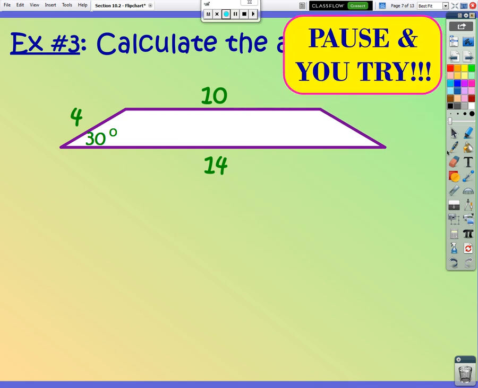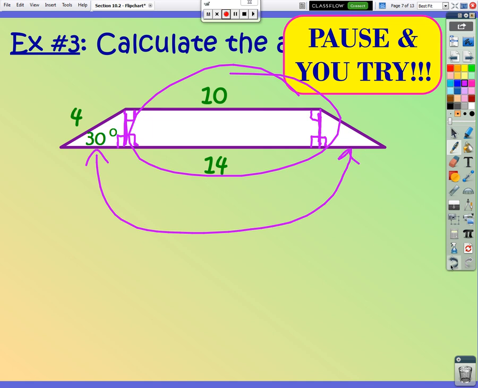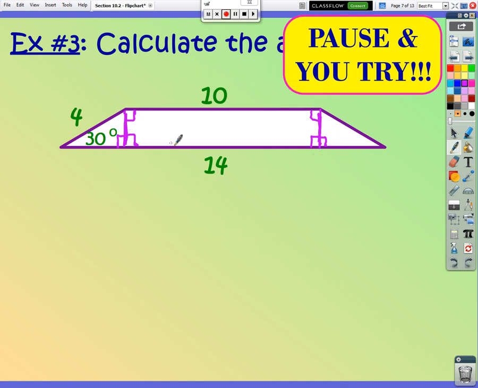And again, if you want to pause, this is now the time to pause. So in this problem, I'm going to drop down not just one height, but I will need a second height over here. And so here's my rectangle in the middle. And again, later on, we'll push these two triangles together. So the base of my rectangle is not the 14, but it's this 10. Really, the shorter base is always going to be the base of your rectangle. All right, so I need to know the height.